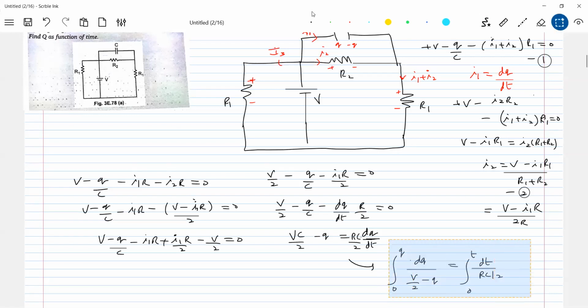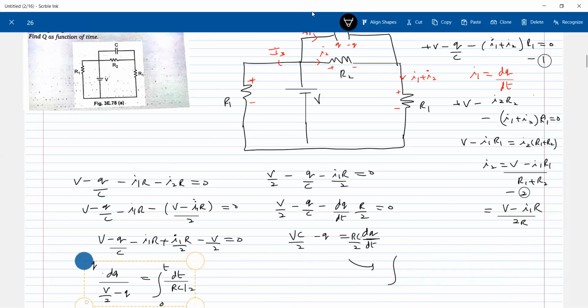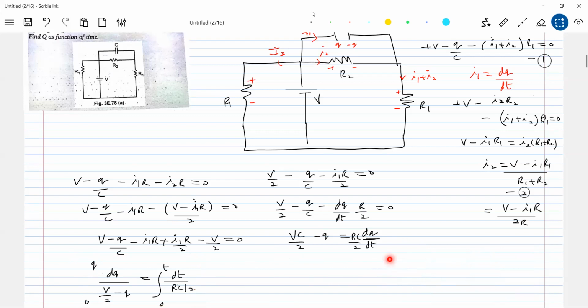So q equal to Vc by 2 times 1 minus e to the power of minus 2t by Rc. This is the expression for charge in the capacitor at any time. Or by any other method, find out the time constant, find out the steady state charge. Vc by 2 is the steady state charge, and Rc by 2 is the time constant.